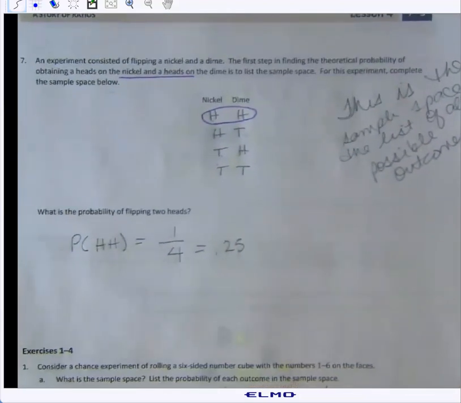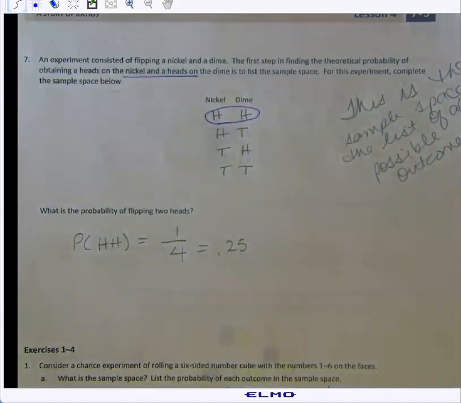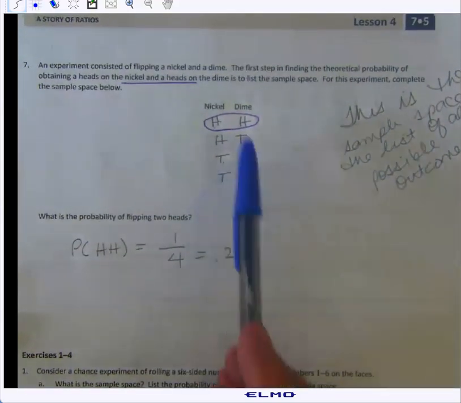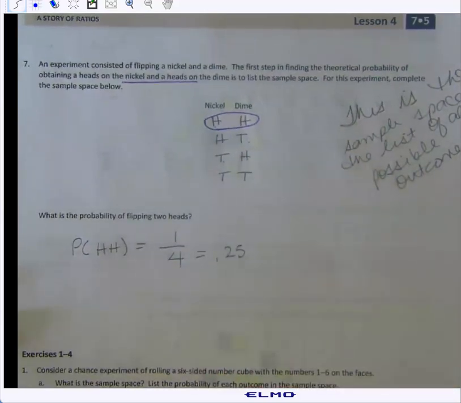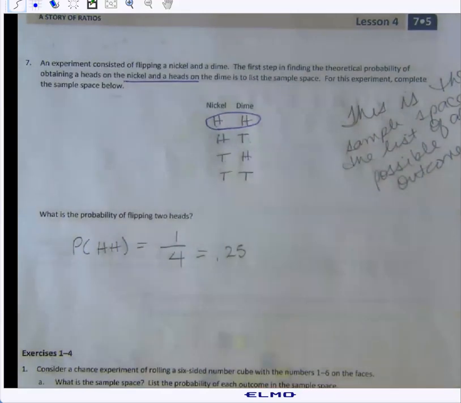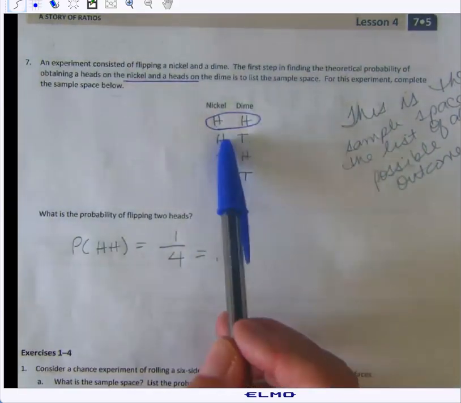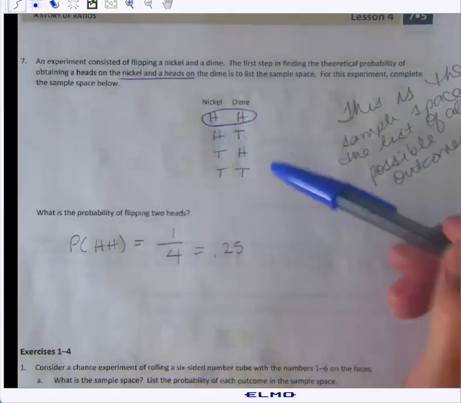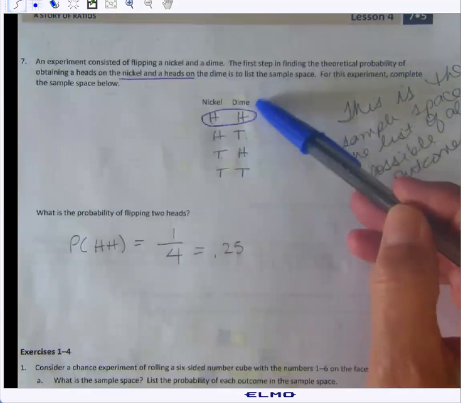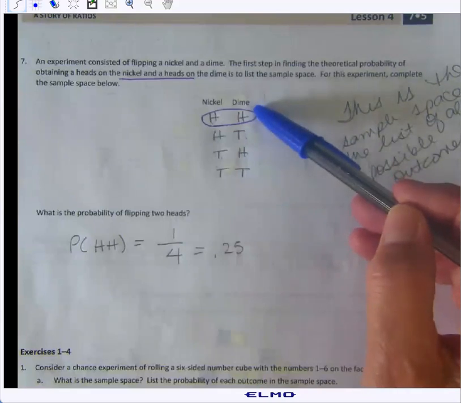Now we're asked, what is the probability of flipping 2 heads? So this is theoretical probability because we're just looking at the sample space. We know for a fact all the possible outcomes that could happen in this event. So we don't need to do an experiment. We could sit here and flip coins and count them all up and get experimental probability. But since we know the sample space, we can just look at it and say, oh, look, out of all the possible outcomes, only one of them is 2 heads.